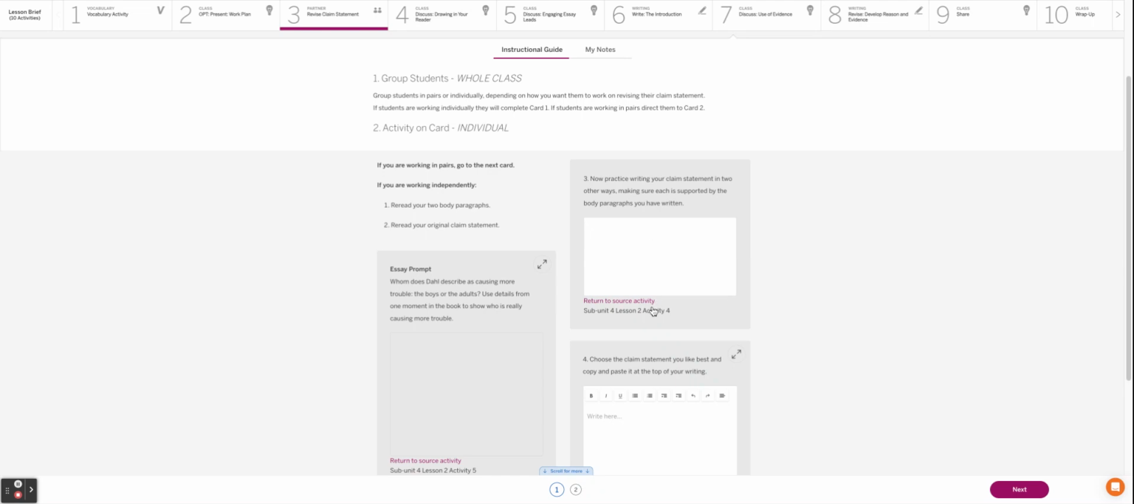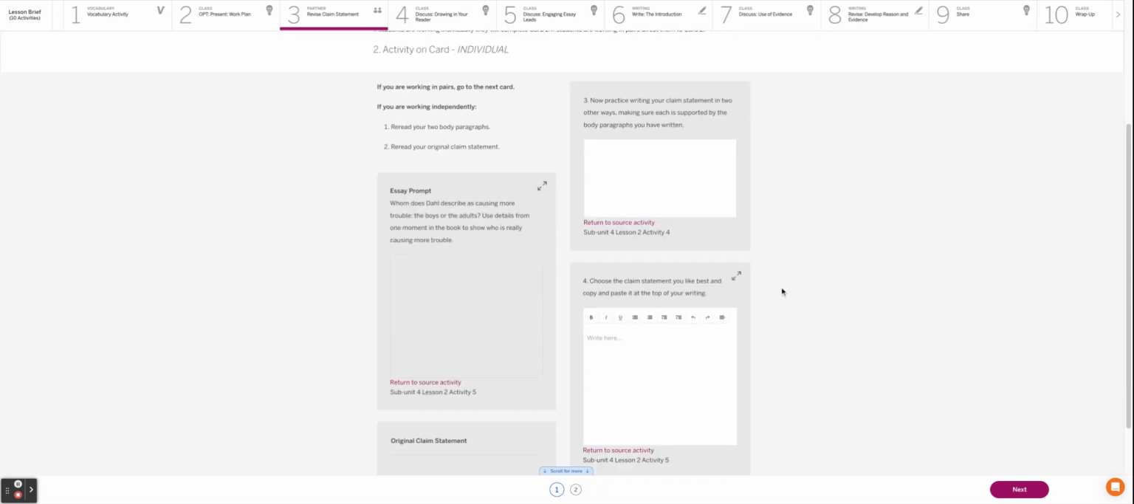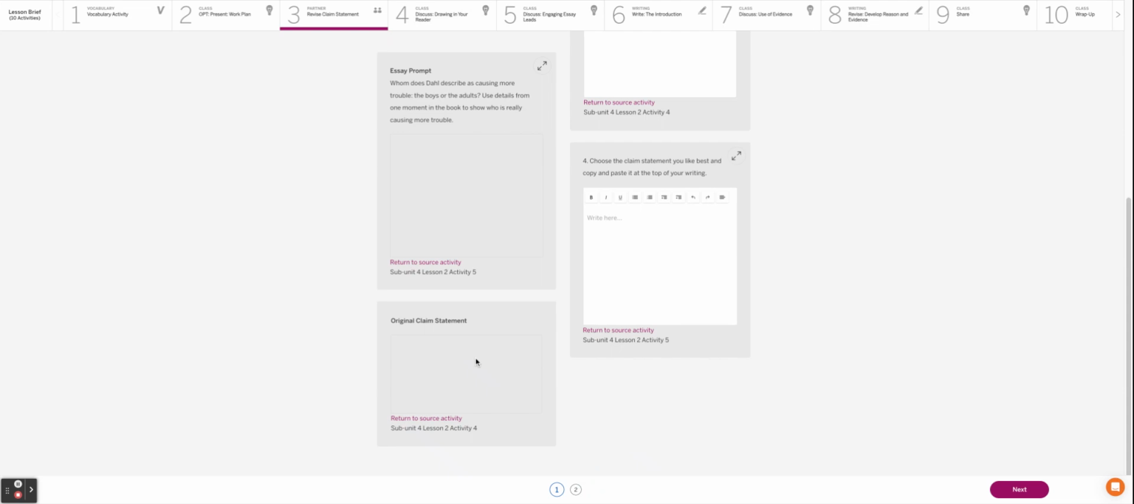That goes right here. If you need to look at your body paragraphs, you can go back to that unit. And remember, your prompt is right here, so you'll have an answer for your original claim statement there. And then choose the claim statement that you like best and copy and paste it here for your writing.